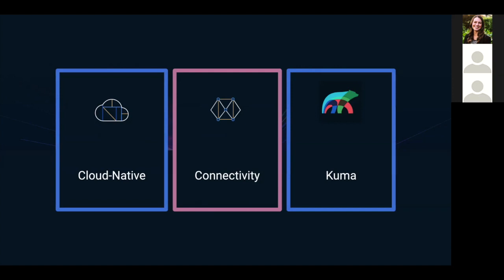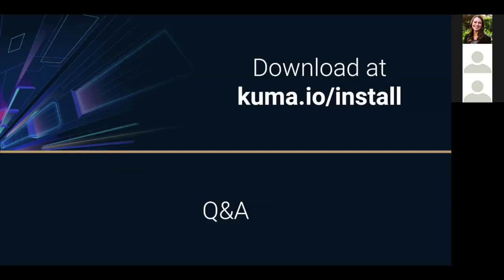So we're going to be providing a data plane proxy that runs alongside every service. And then we're going to be providing a control plane like Kuma that's going to be managing all of these proxies.